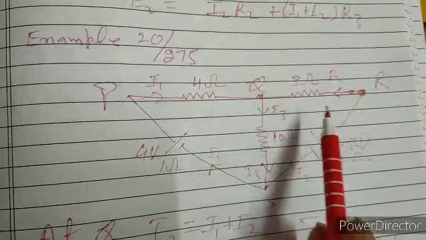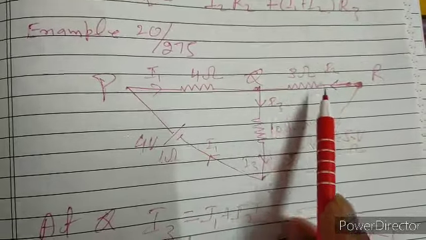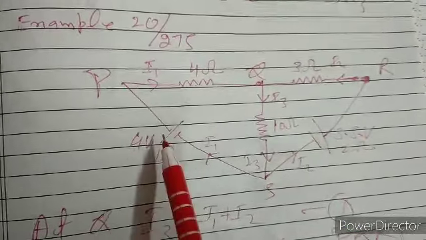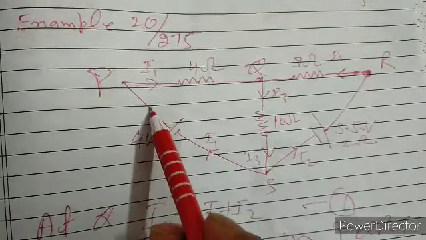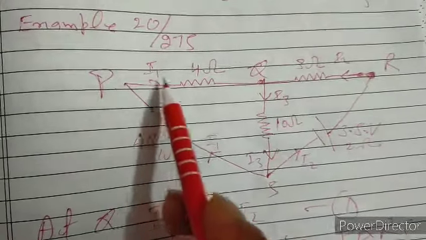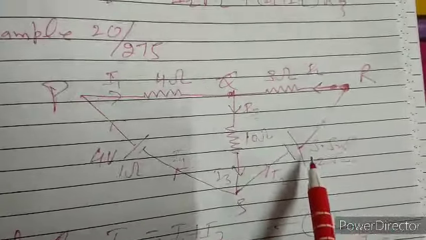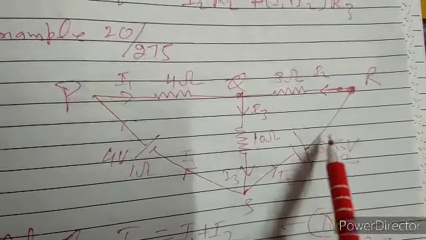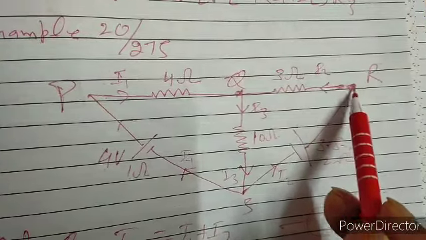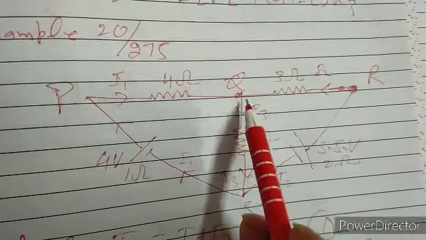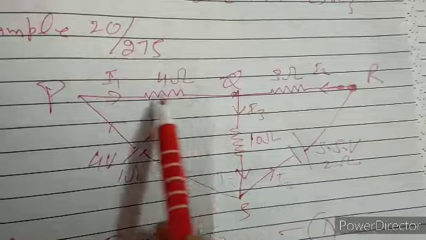This is resistance 4 ohm, this is resistance 3 ohm. Now from this battery, current will start from the positive terminal. This current is I1, moving this way, reaching the point Q. From the battery, current starts from the positive terminal, moving in this way, reaching R, and then reaching the point Q. Then at the point Q, there is a junction.